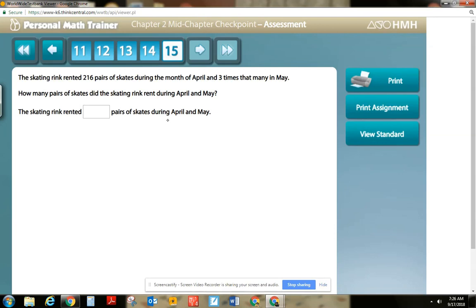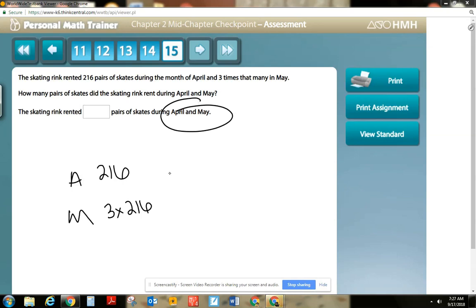So, let's write down some stuff because we got April and we got May. This is not a super easy problem. So, the skating rink rented 216 pairs of skates during the month of April. Okay, so 216. And 3 times that in May. So, in May, it was 3 times 216. And they want to know how many total in April and May. So, this is a 2-step problem. The first thing I have to do is figure out how many skates they rented in May. So that's going to be 216 times 3.